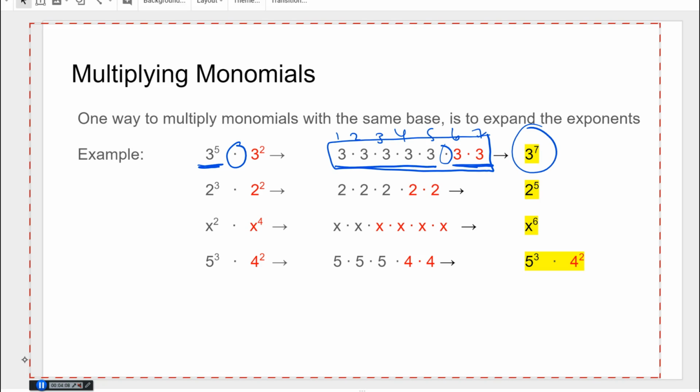So that's 3 to the 7th power. I can do the same thing here. That's 2 to the 3rd, so 2 3's. 2 to the 2nd, that's 2 2's. And then I can actually condense this back up, and I get 2 to the 5th.